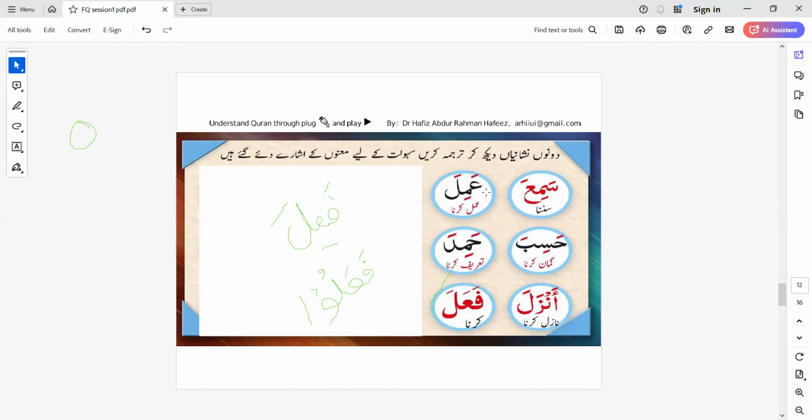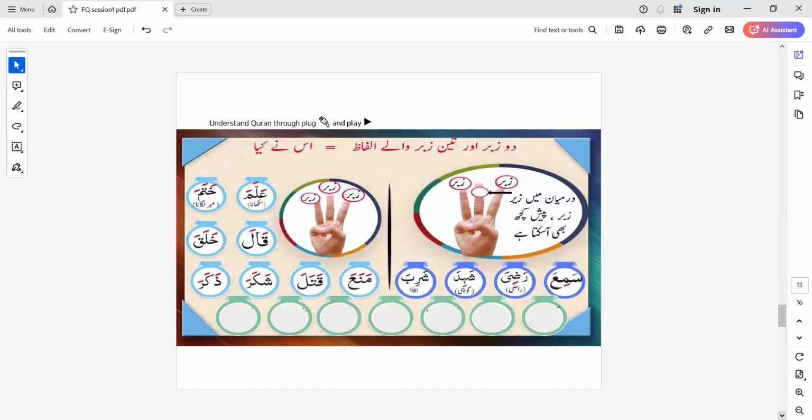Sami'u, they all listened. Amilu, they all did. When you say they, you don't need to say all. They mean all masculine. Hasibu, they all thought. Hamidu, they all praised. Anzalu, they all sent. Fa'alu, I already made for you. Now the rest of them is homework for you all.